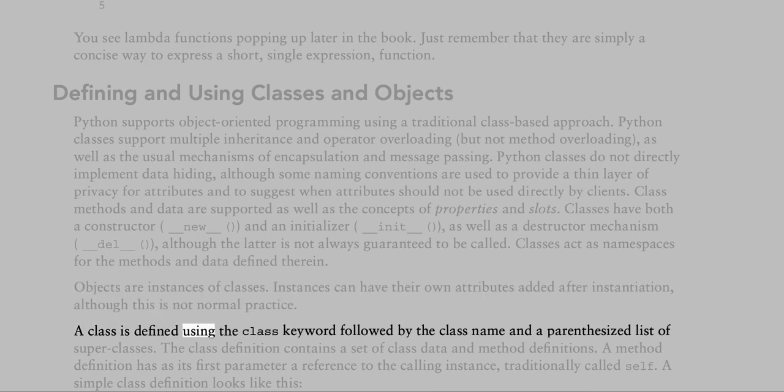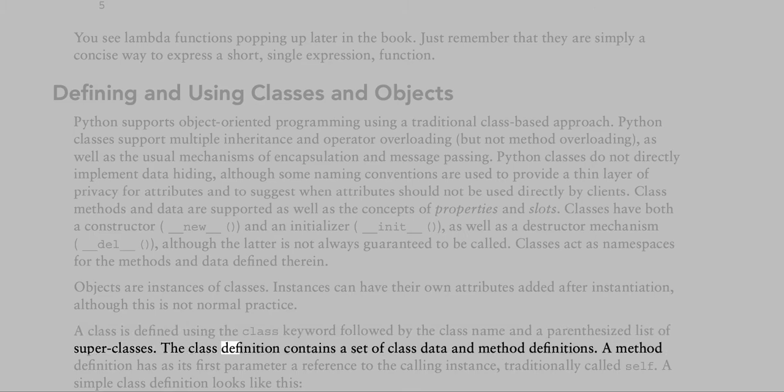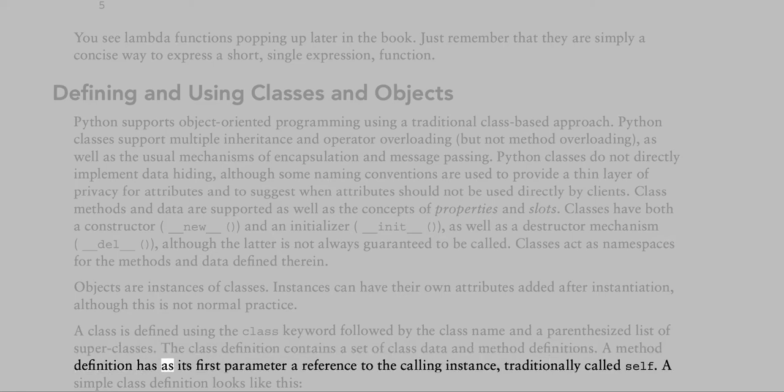A class is defined using the class keyword followed by the class name and a parenthesized list of superclasses. The class definition contains a set of class data and method definitions. A method definition has as its first parameter a reference to the calling instance, traditionally called self. A simple class definition looks like this.